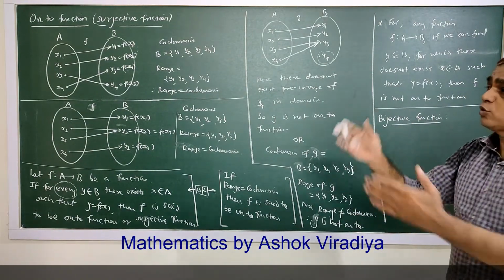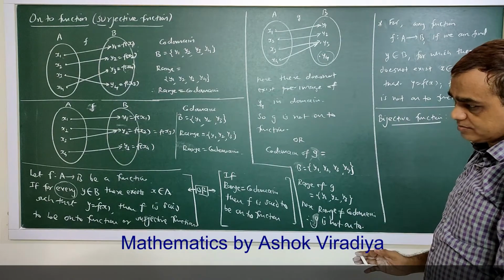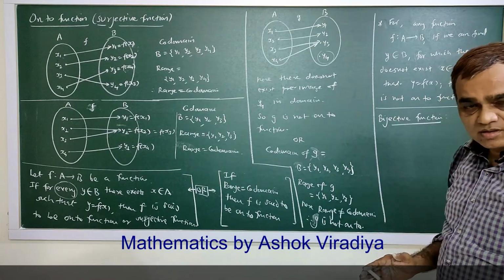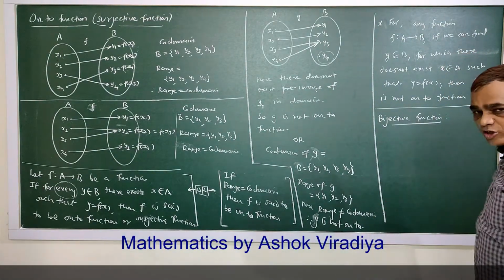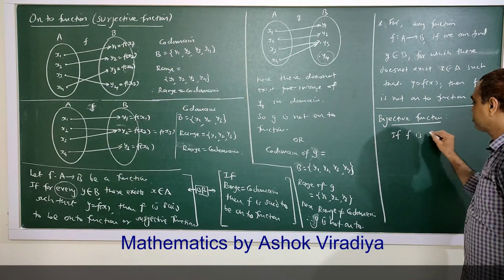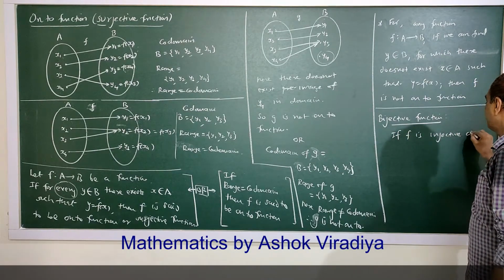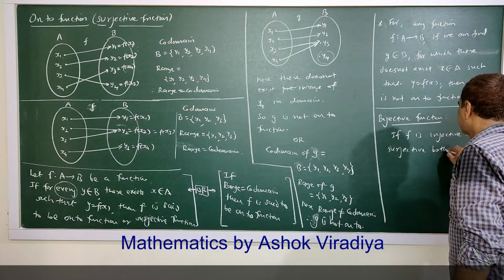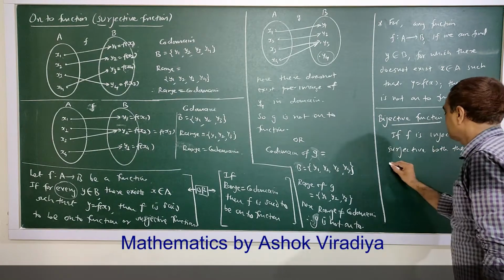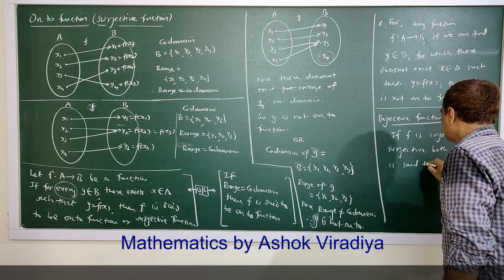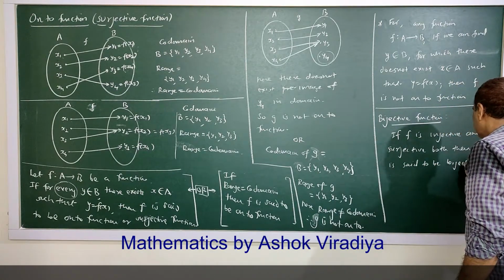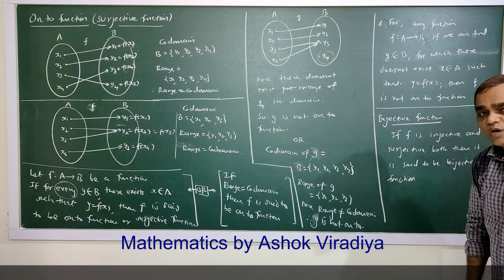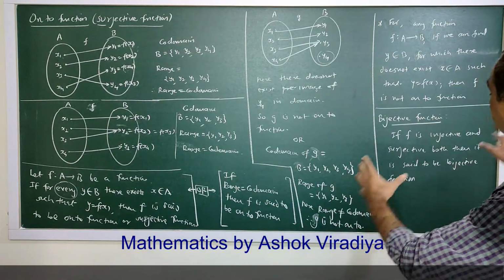If any function is one-one and onto both, or injective and surjective both, then it is said to be a bijective function. That means if a function is one-one and onto both, then it is a bijective function.